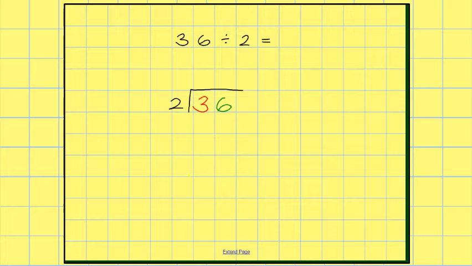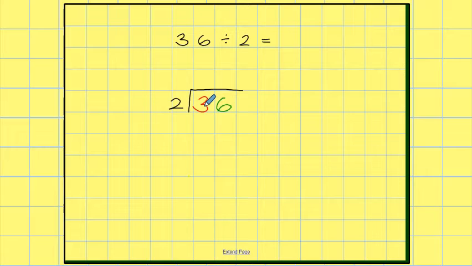Okay. So the first thing we do this time is look at the tens numbers. And we're trying to see how many times 2 goes into the tens numbers. So how many lots of 2 are there in 3?